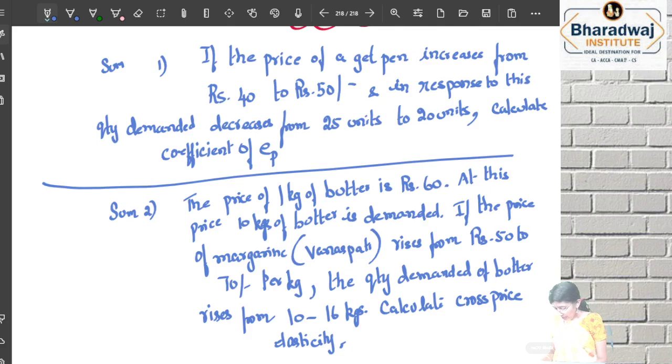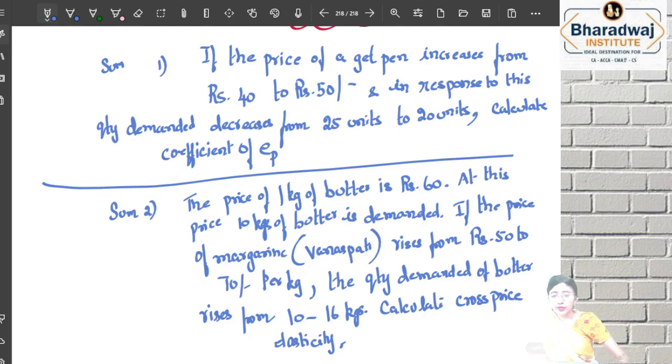Give me the answer for the first one. First one, 5 by 4, 1.25. First one is 1.25. Okay, how did you get it? 10 divided by 40. Do the working. So look at the working. So rough working. What you did?